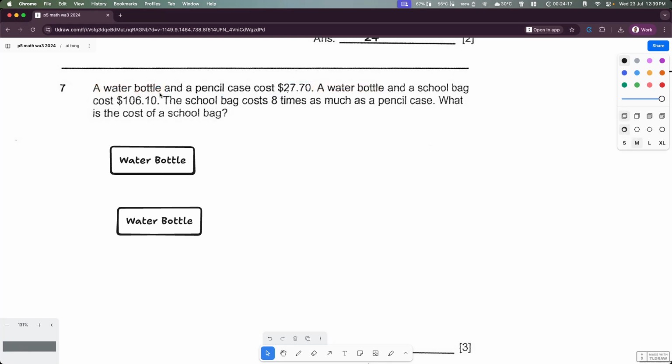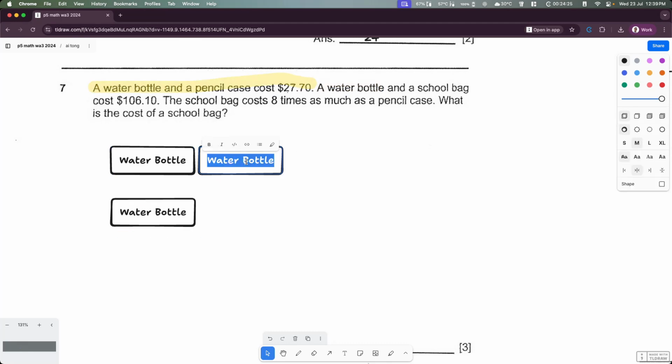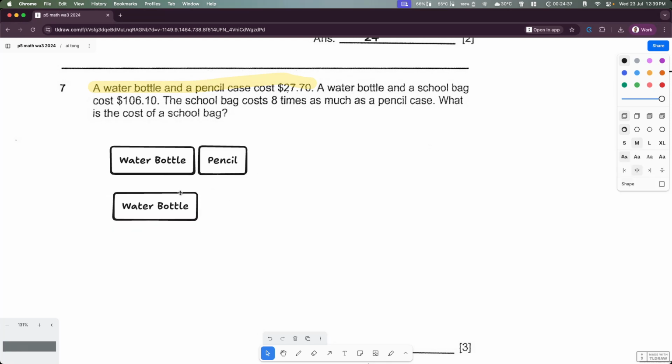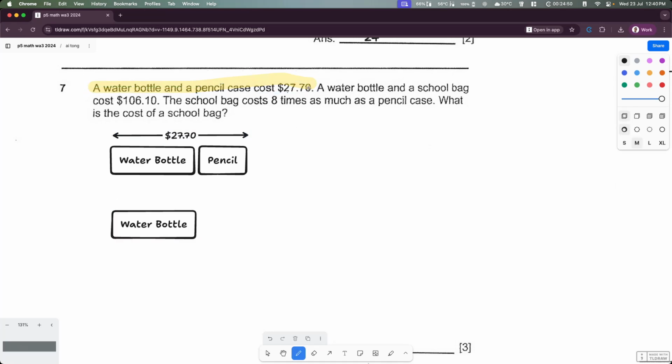So I'm gonna do the first case over here. So water bottle and pencil case, right? So what we need to do is to just add them up. So you have your pencil case. Let's make it as small as possible, like this. Pencil case. In this case, this is $27.70.